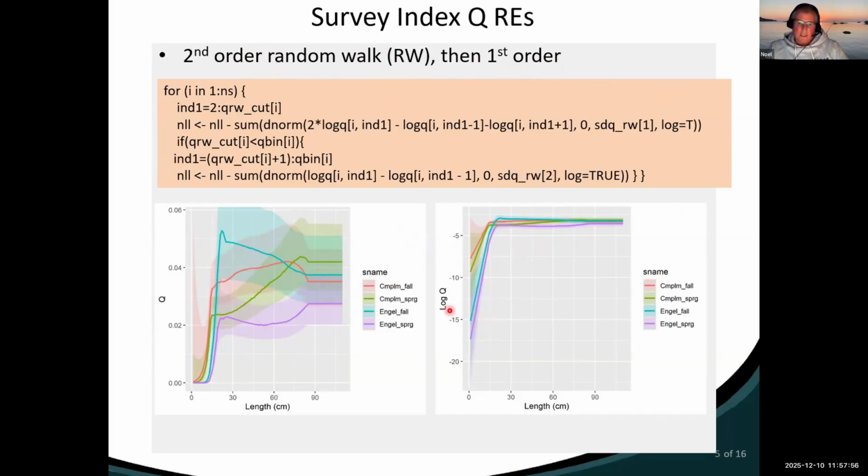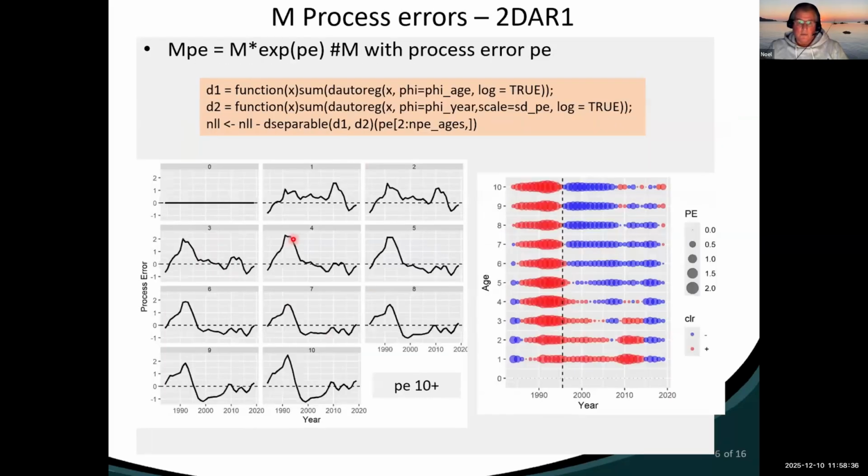Basically, I had to set the break point, the length at which the cue process changes from a second order random walk to a first order, and I did that based on knowledge of the gears that were being used in the surveys that caught this species. So you get this behavior in log cues, and then the natural scale cues. We don't want to get into too much of the nitty gritty here, but that's another use of random effects. And in this one, we had M process errors.